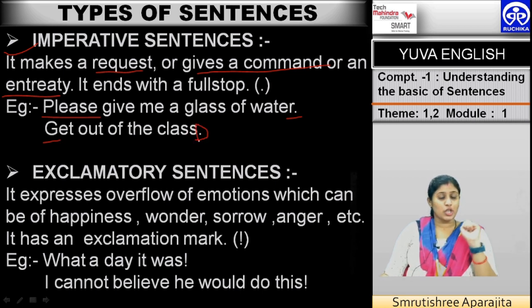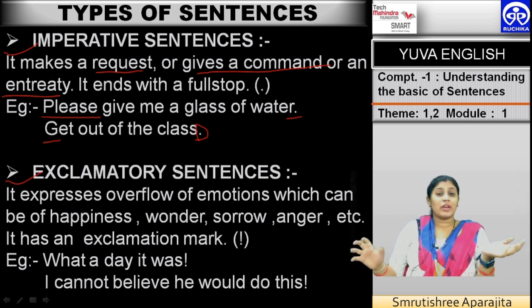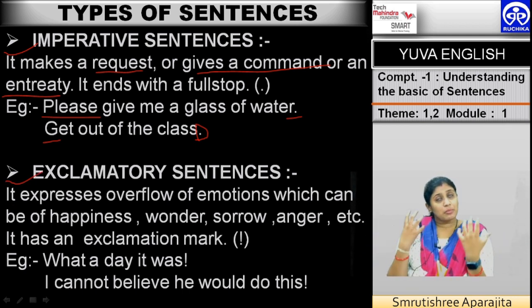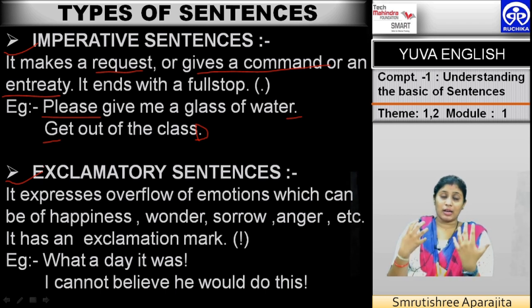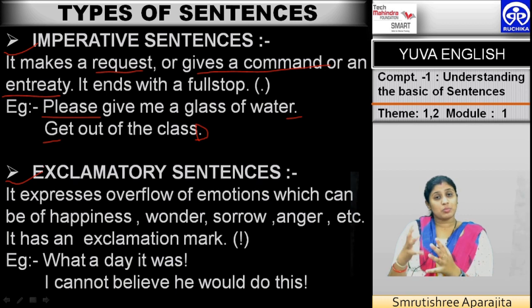Next, we will go to the last form, that is the exclamatory sentences. What do you mean by exclamatory sentences? It expresses, suppose I am in a very good mood. My sudden emotions, my emotions are going to overflow. It happens when you get a surprise. It happens when you are excessively happy or you are very sad. So you exclaim something, and those are moments when you are overflowing with all types of emotions.